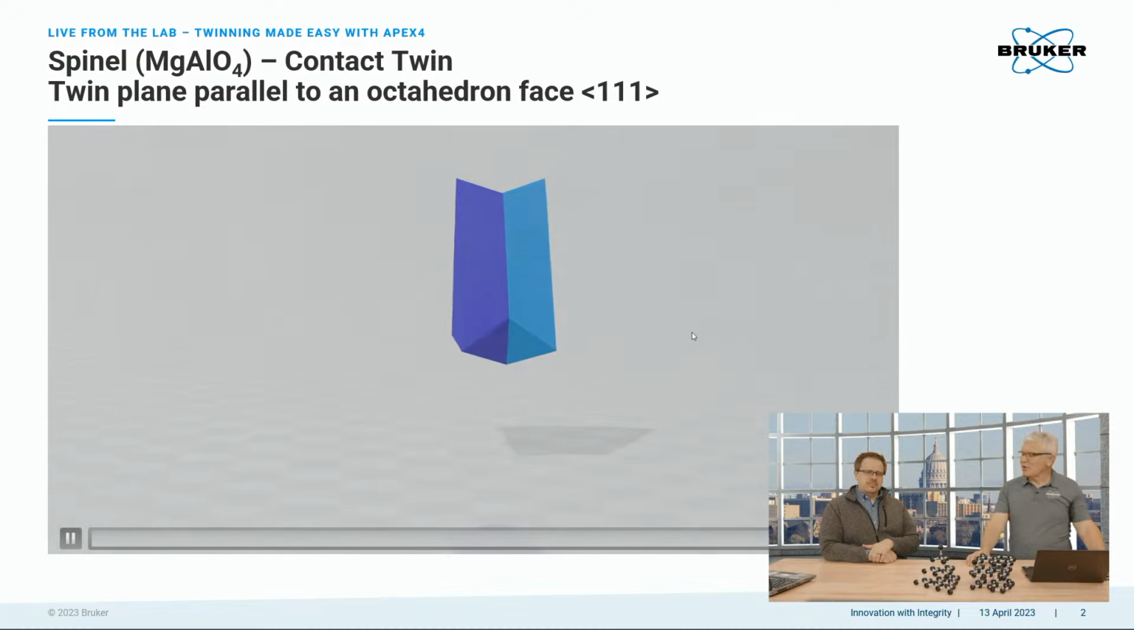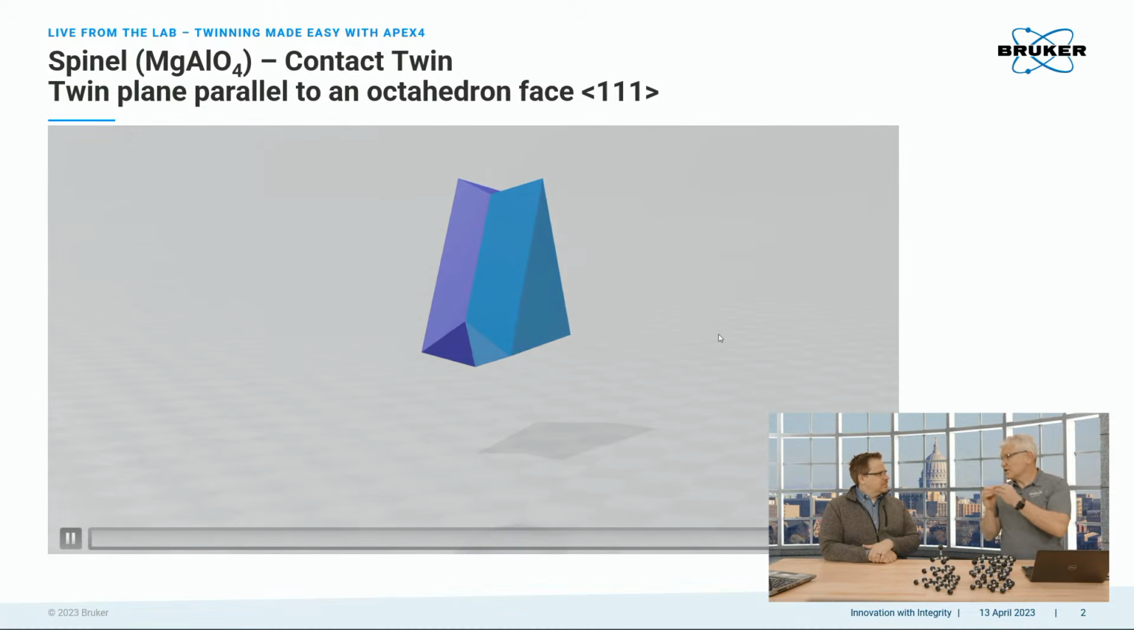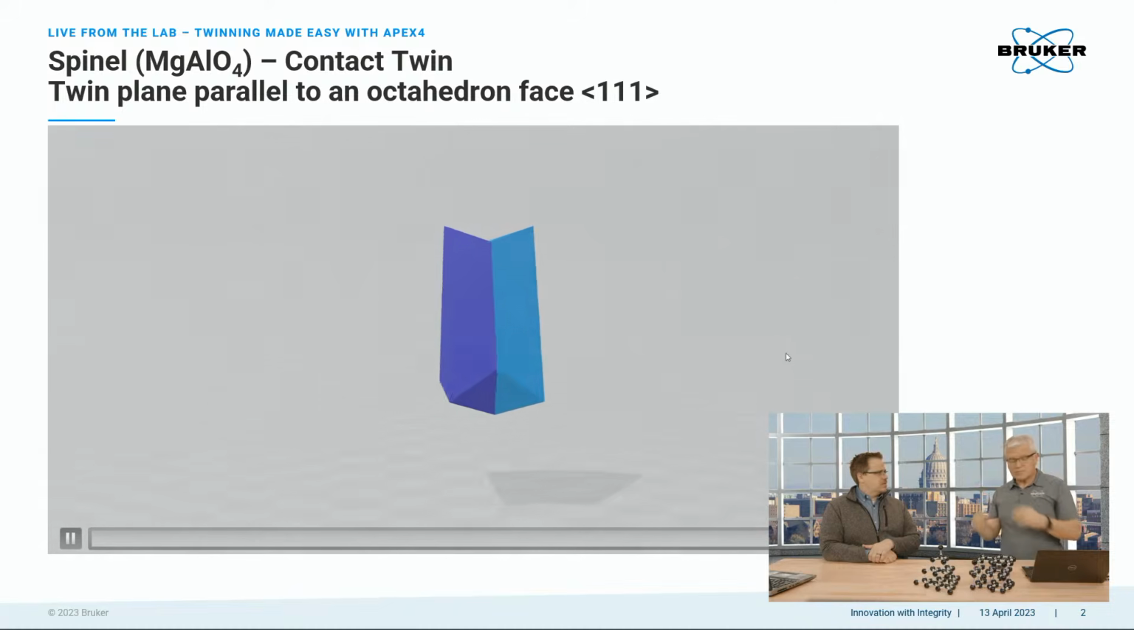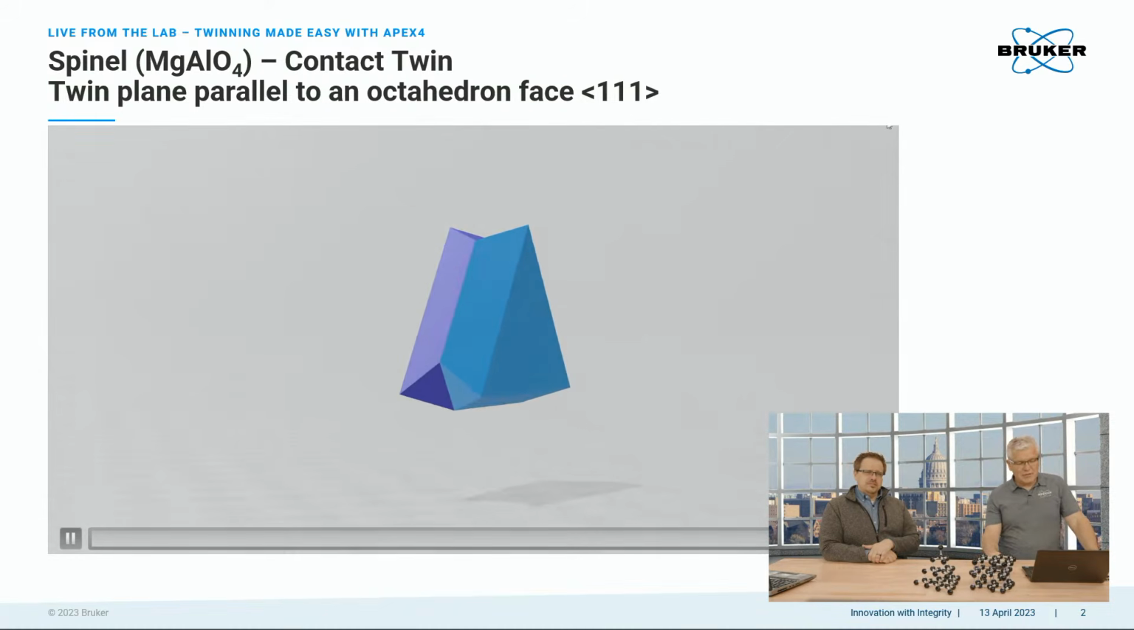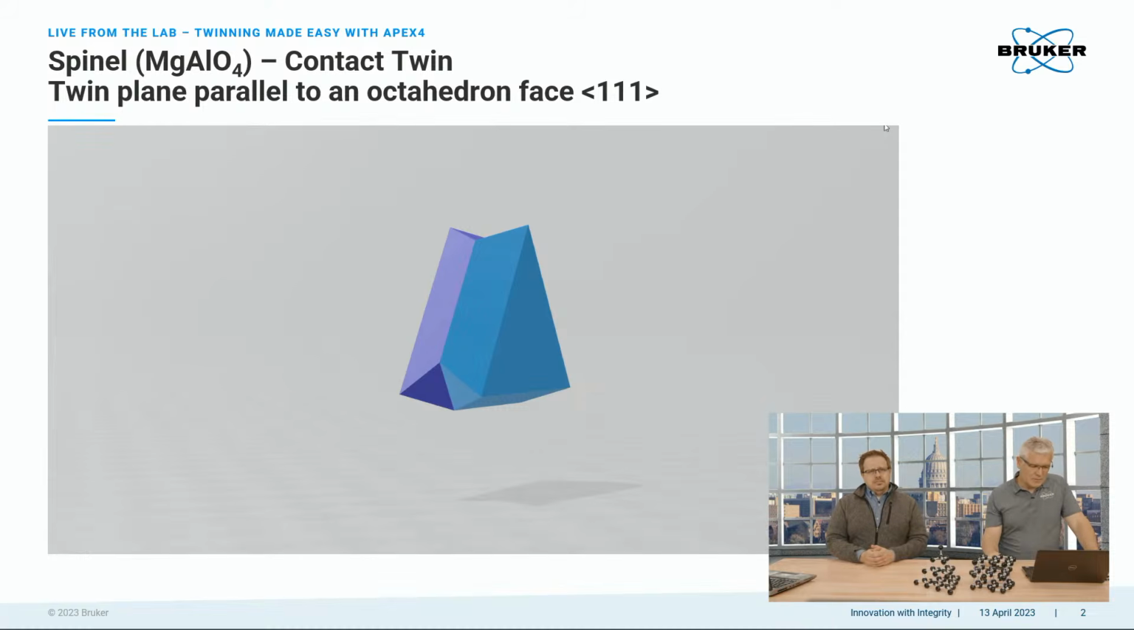That's not how they form, of course, because they will grow starting at that composition plane. Yes. And then often you see the growth direction along this 1-1-1 direction is hindered. That's the face of the crystal. And this is how a spinel twin will look.